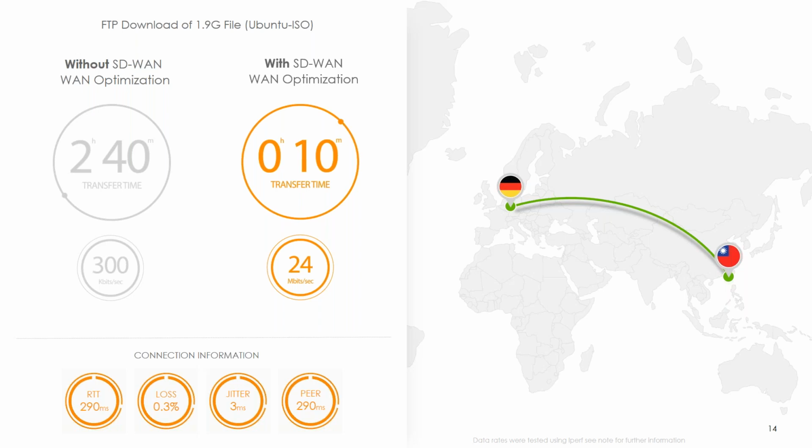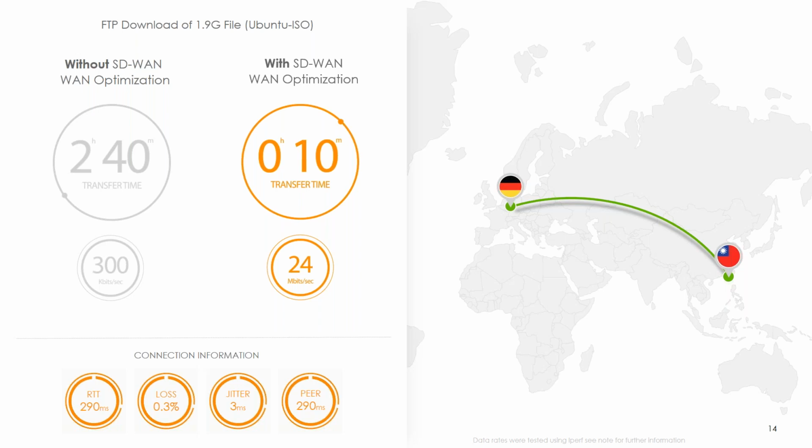But when we enabled the SD-WAN optimization on the same line, so the line is never changed, the transfer time reduced to only 10 minutes. So from 300 kilobits per second, we went to 24 megabits per second. So that is 50 times faster performance. So you see that we check the quality of the line. We check the packet loss, the jitter, and based on that, we can optimize your line speed.